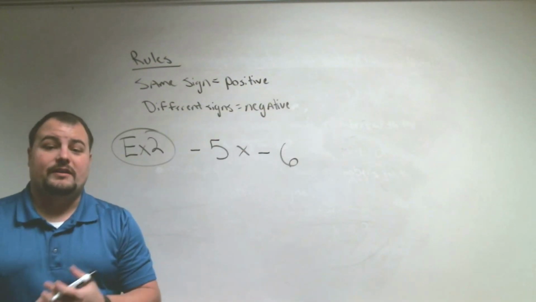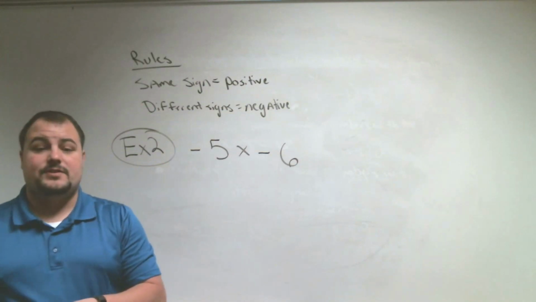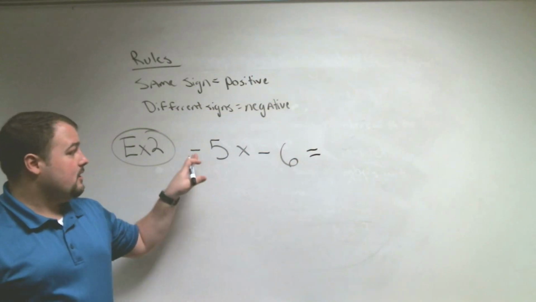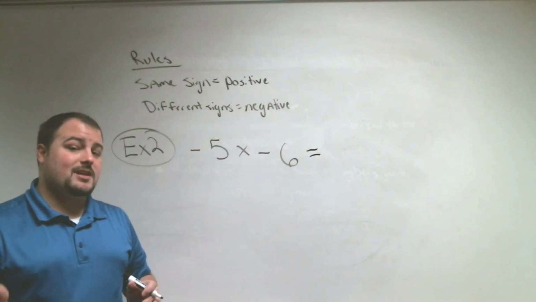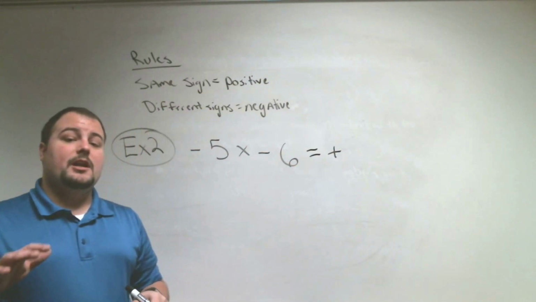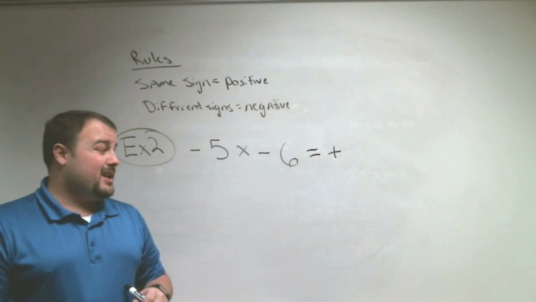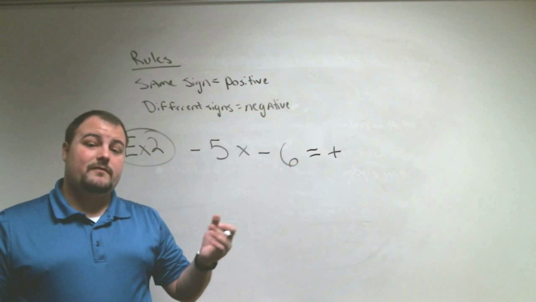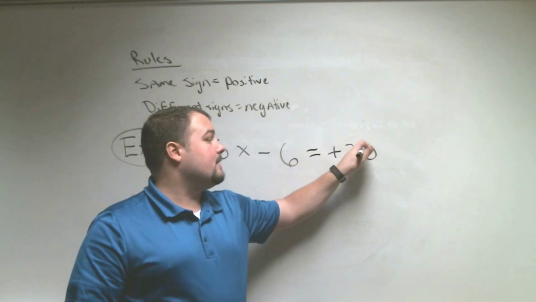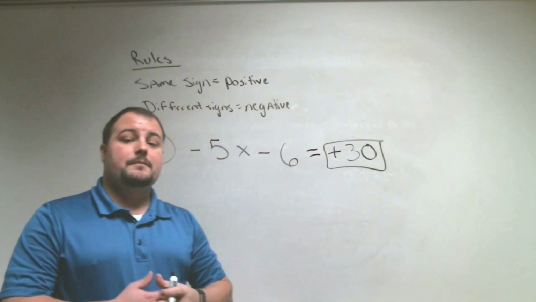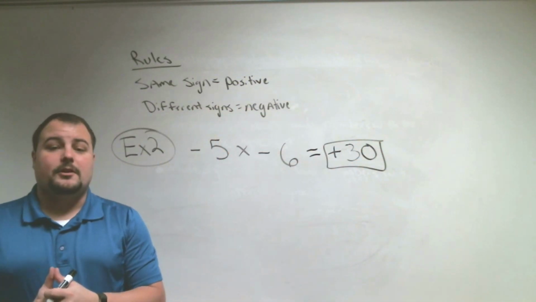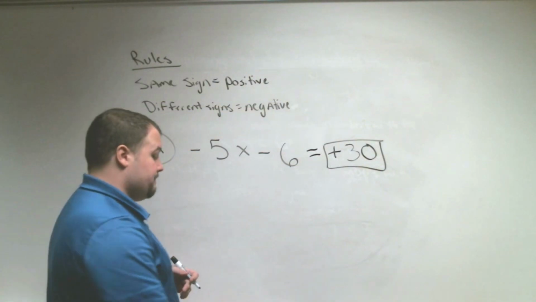Alright, example 2, we have negative 5 times negative 6. And a negative times a negative, well, if we're thinking about it, it's a negative and a negative. The signs are the same, answer is positive. So our answer is going to be a positive. And a negative 5 times negative 6, 5 times 6, that's 30. So our answer is positive 30. Negative 5 times negative 6, positive 30. Let's do 2 more examples.